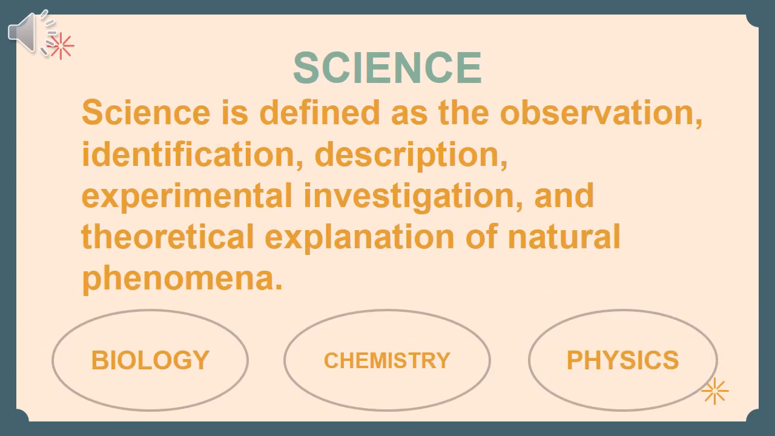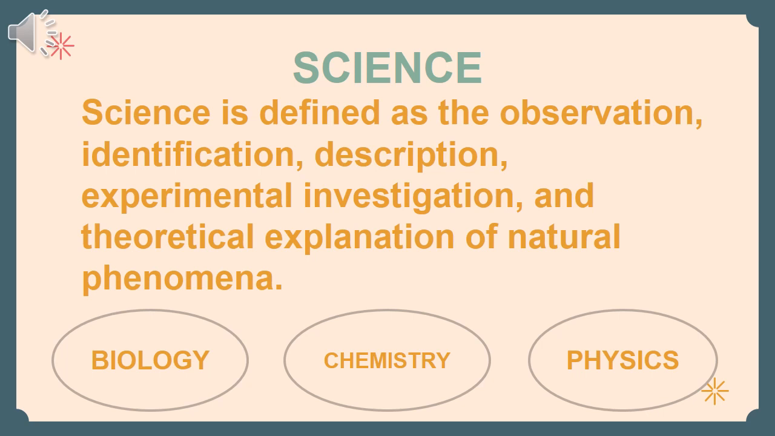So here the question is, what is science? Science is basically defined as the observation, identification, description, experimental investigation, and theoretical explanation of natural phenomena. It is further divided into 3 branches: biology, chemistry, and physics.